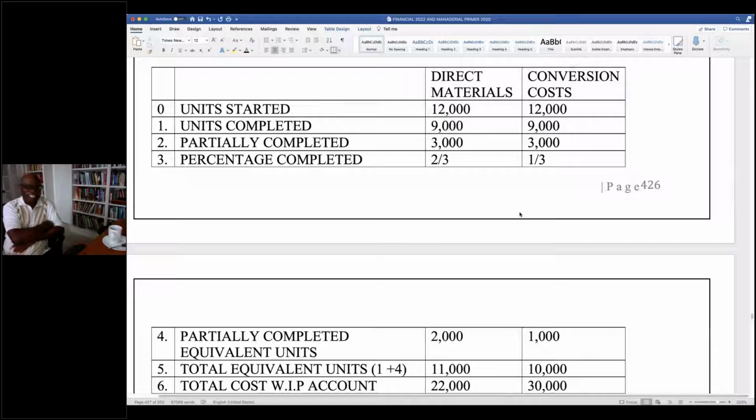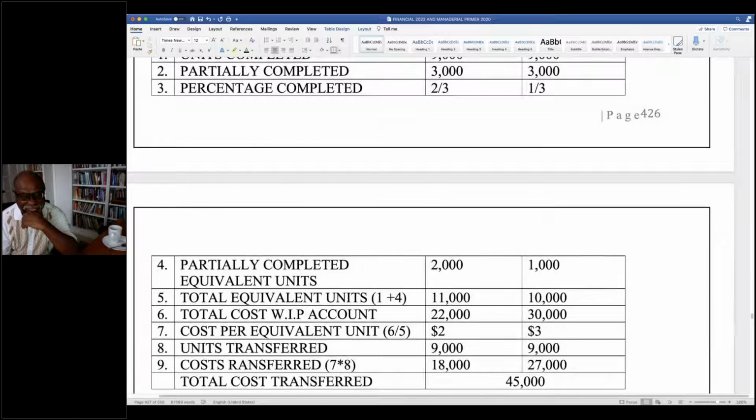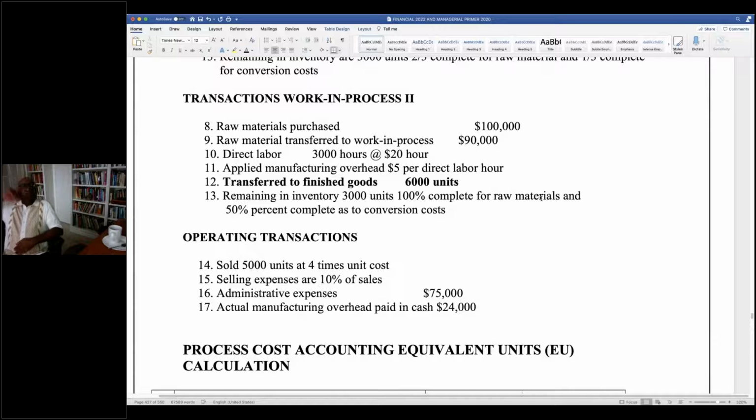All right. Any questions? Okay. So we get ready now to go into process 2. Same product, but we have to finish it off now with some more raw materials and labor.